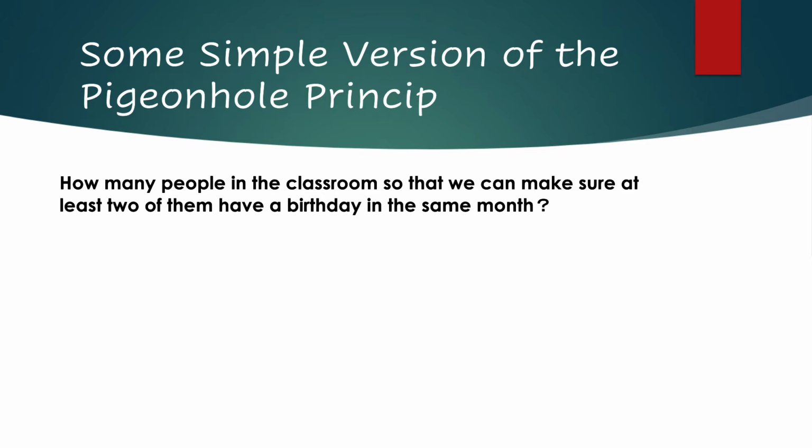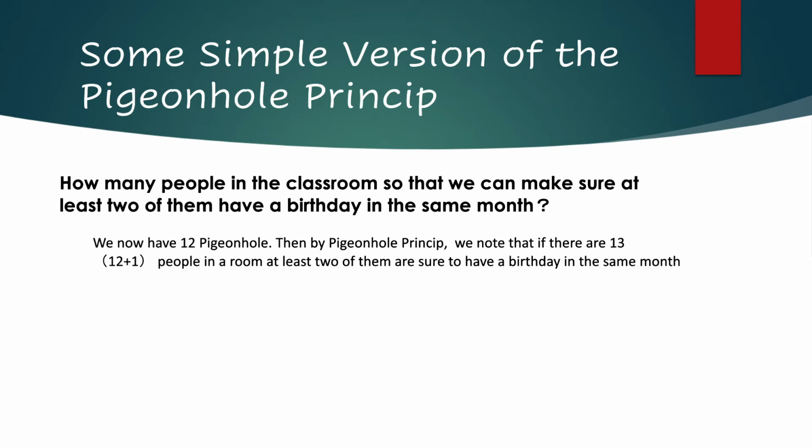Let's review our Pigeonhole principle. If k plus 1 pigeons are placed into k pigeonholes, then at least one pigeonhole will contain 2 or more pigeons, right? Now, we are looking for 2 people that have a birthday in the same month, which means our pigeonholes are the 12 months. We now have 12 pigeonholes. Then, by the Pigeonhole principle, we know that if there are 13 people in a room, at least 2 of them are sure to have a birthday in the same month.